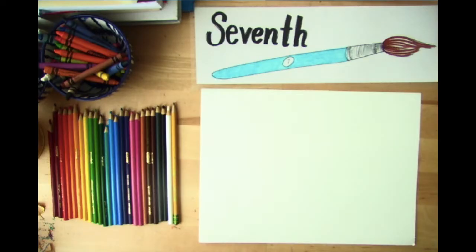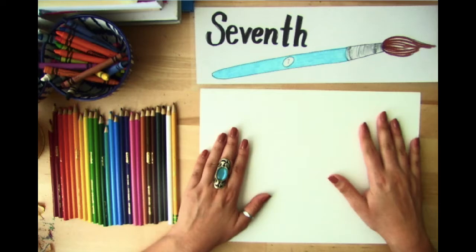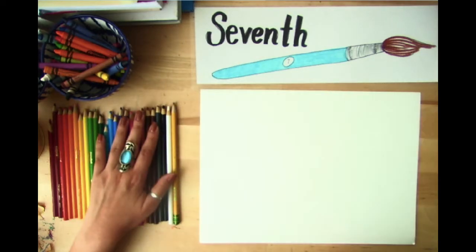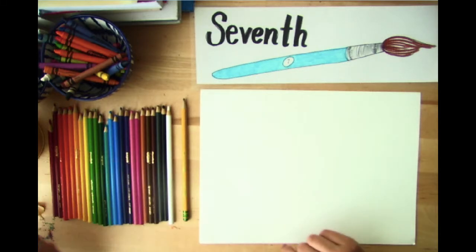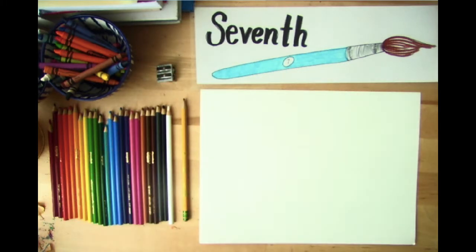Let's get started on our project. Before we begin, we need to gather our materials, which is a piece of white computer paper, some colored pencils, and a regular pencil, as well as a sharpener, because you'll need to sharpen your pencils.